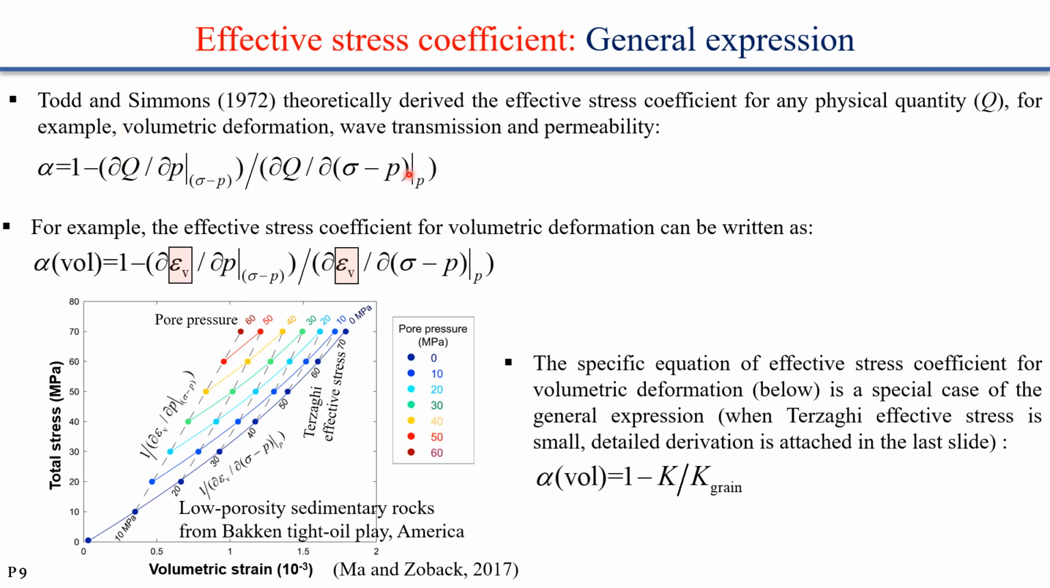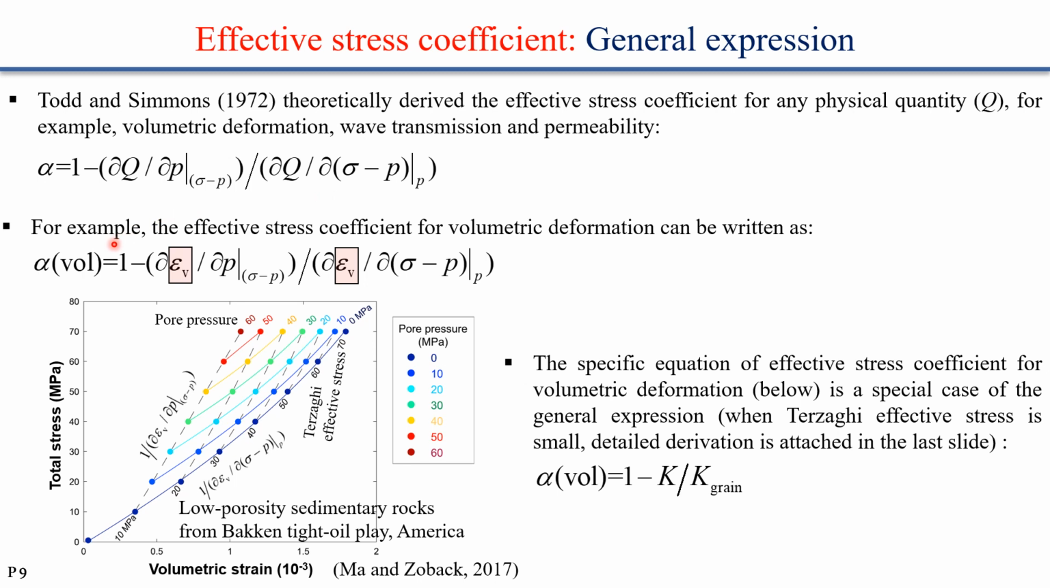According to this equation, the effective stress coefficient can be obtained by subtracting a ratio from 1. If we take a closer look, the numerator quantifies the susceptibility of quantity Q to the change of pore pressure, and the denominator quantifies the sensitivity of the physical quantity Q to the change of total stress. So this theoretically derived equation is also intuitive because it quantifies the relative contribution of pore pressure and total stress to the change of physical quantity Q.